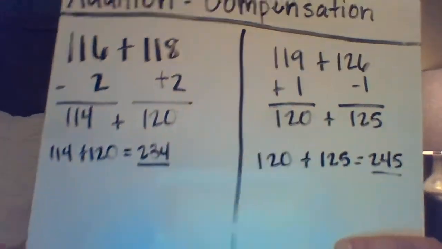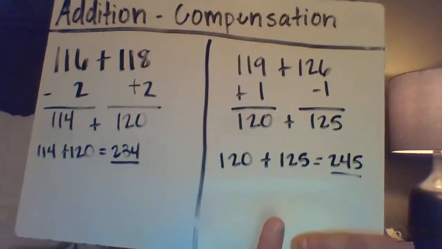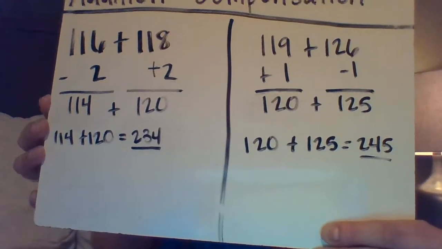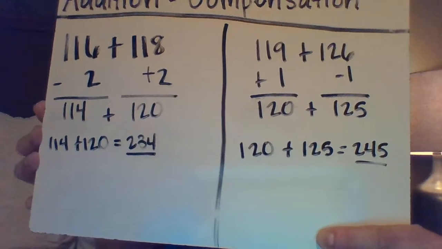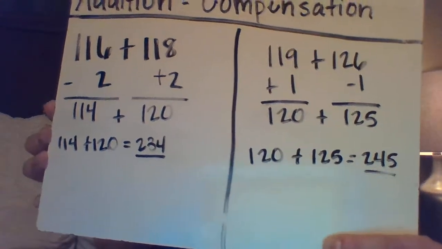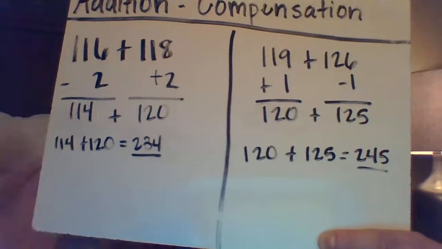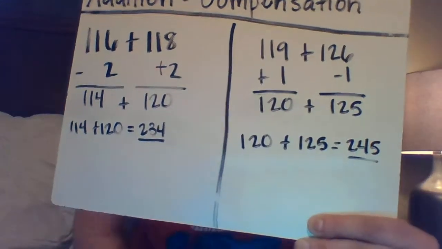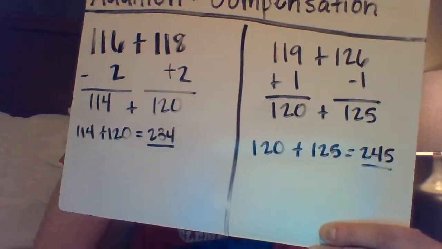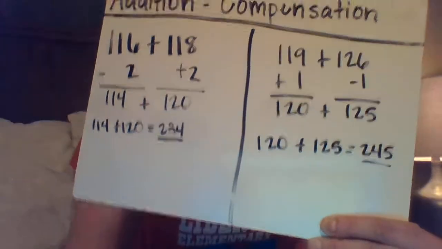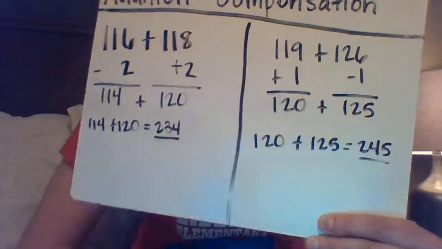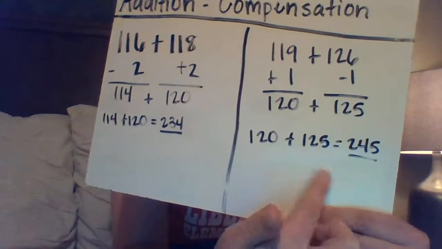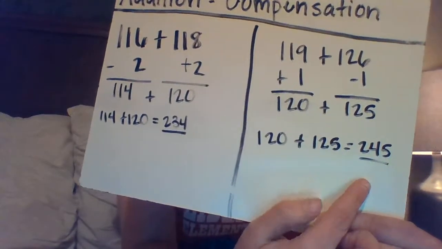When we look at the second example over here on this side, the student changes both numbers to friendly numbers by subtracting 1 from 126, making the friendly number 125. So right here, 126 minus 1 is 125. And then they added 1 to 119 to make 120. So they were able to make 2 friendly numbers to add to get the answer 245.